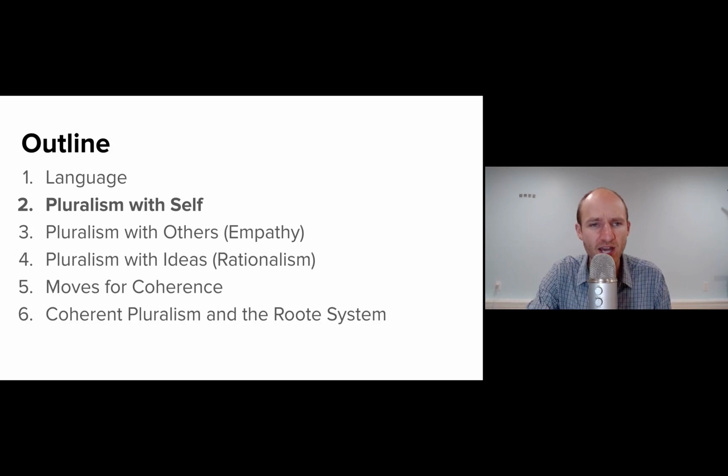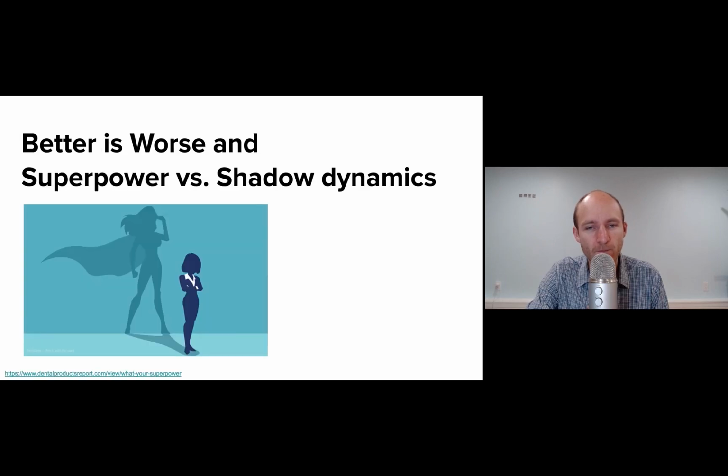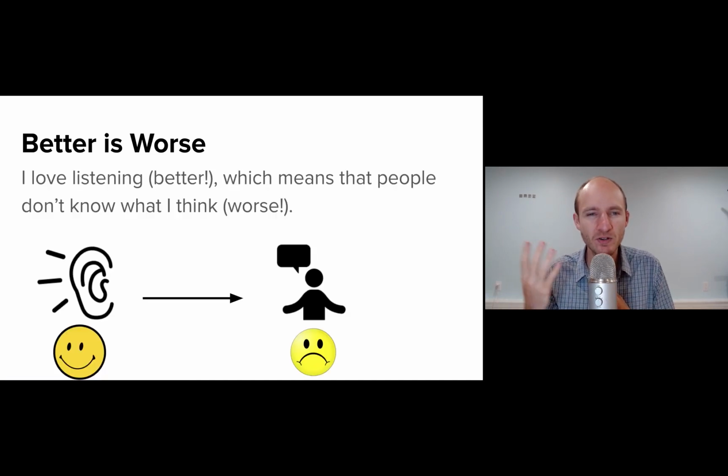Okay, now let's chat about pluralism with yourself. So the main way that I understand this is through these better and worse and then superpower shadow dynamics. So let's explain what I mean by that. Better is worse is this idea that if you're good at something, you'll be bad at something else.